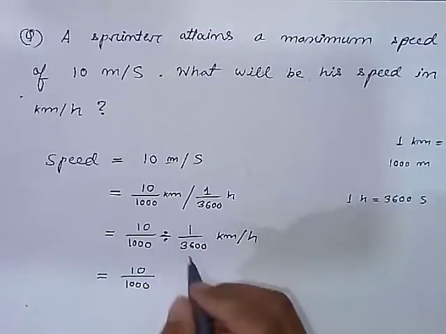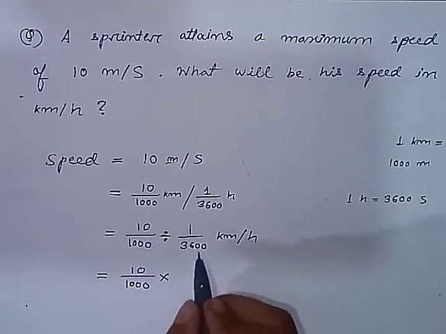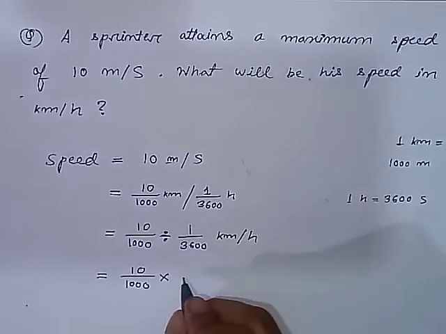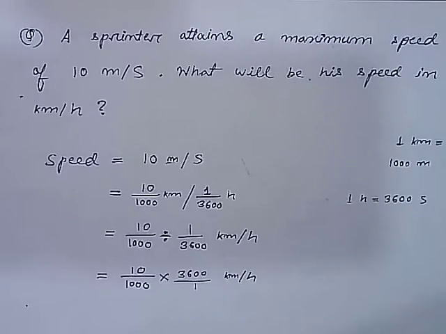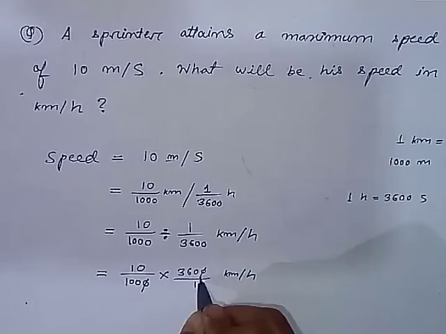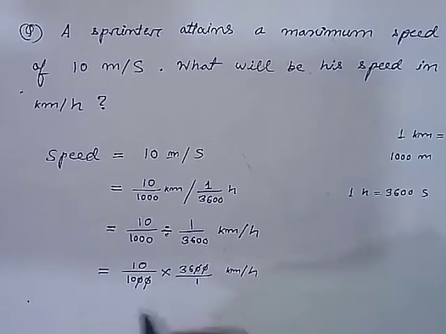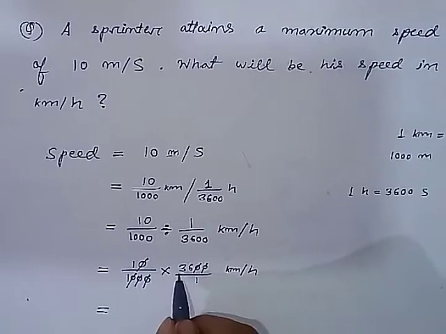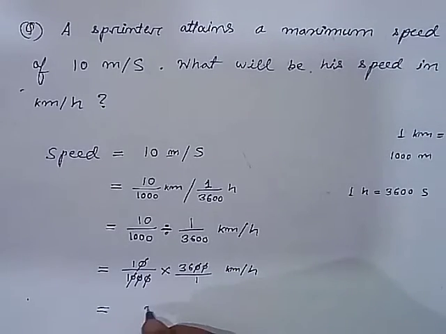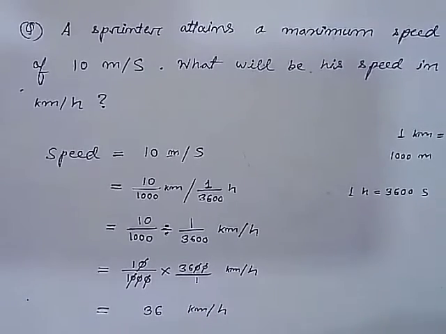This divide will become multiply and it will become reciprocal, so it will be 3600 by 1 kilometer per hour. Okay, now 0 0 cancel, 0 0 cancel, again 0 0 cancel, so what remains? Only 36 is left behind, so it will be 36 kilometer per hour. Okay, so this is our answer.